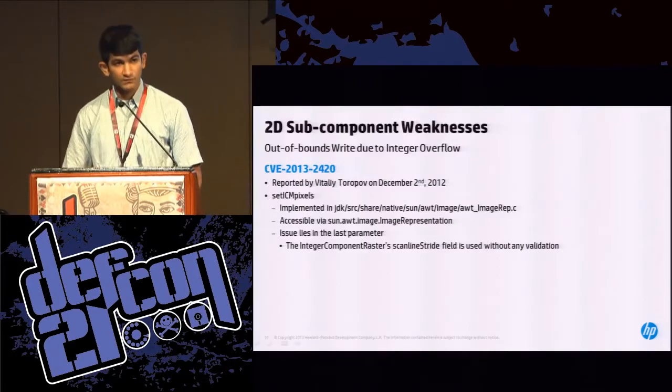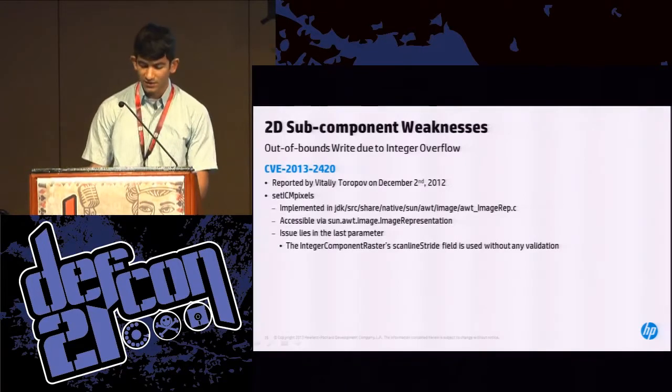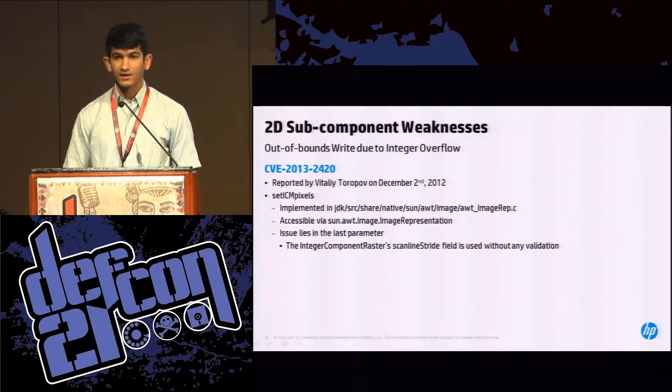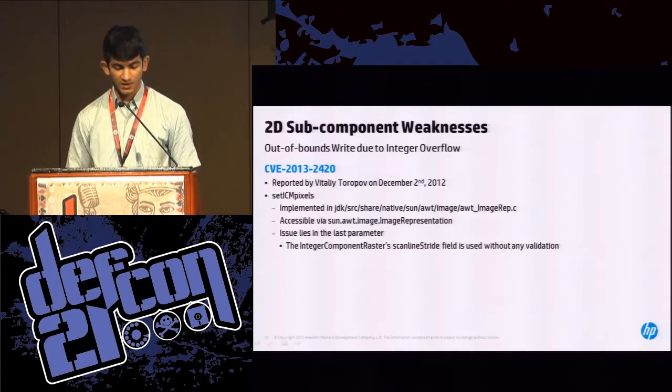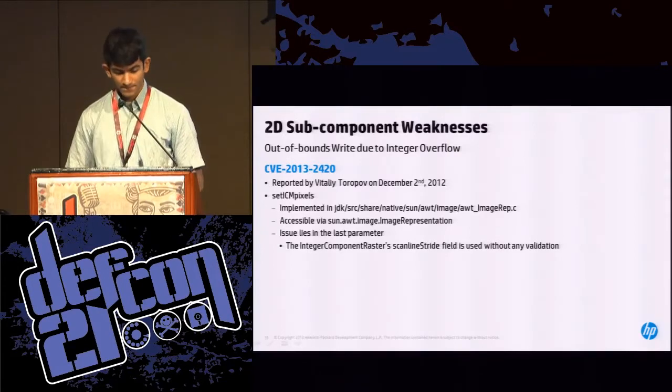So the next vulnerability is also in the 2D subcomponent and is an out of bounds write due to integer overflow. It was reported to us by Vitaly Toropov, and it also exists in native code, specifically in sun.awt.image.ImageRepresentation. It's accessible via sun.awt.image.ImageRepresentation, and the issue lies in the last parameter, which is an IntegerComponentRaster object that has a scanlineStride field that is used without any validation whatsoever.